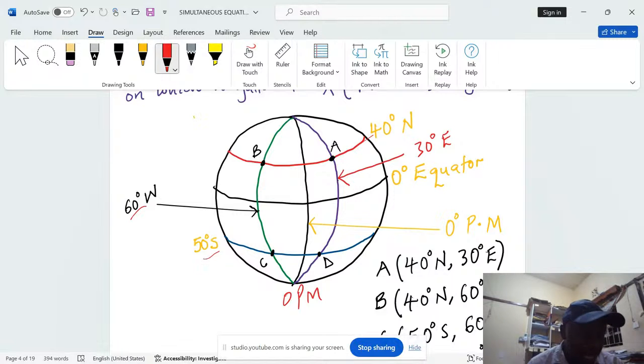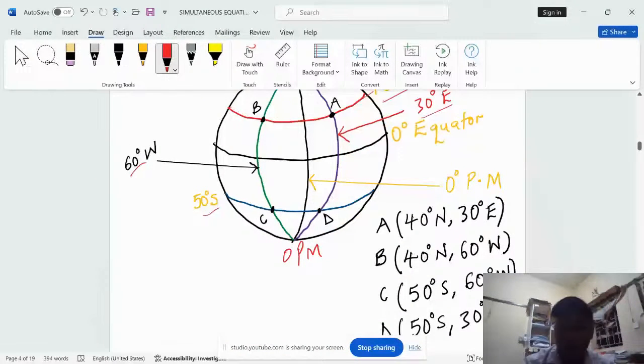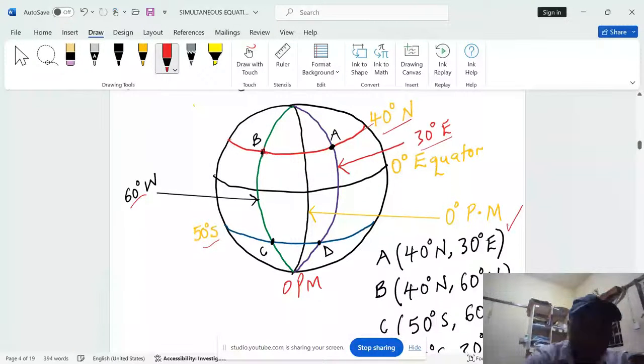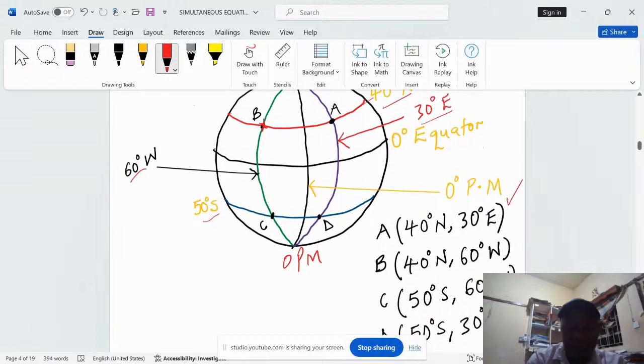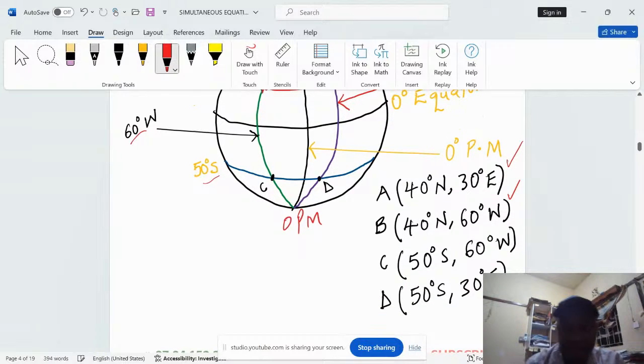When we look at point A, for example, that is an intersection of a latitude 40 degrees north and longitude 30 degrees in the east. Therefore, the position of A will be a coordinate starting with the latitude, then the longitude, where point A is. There is also point B here. Point B is on the same latitude, 40 degrees north, but the longitude now is 60 degrees in the west. And that is how we get the location of B.